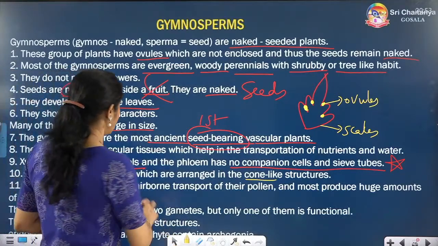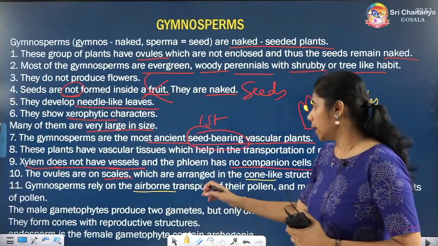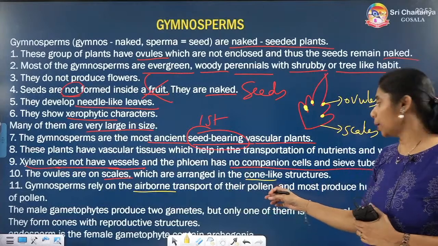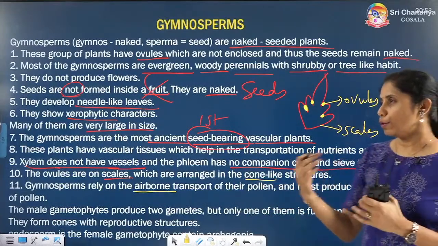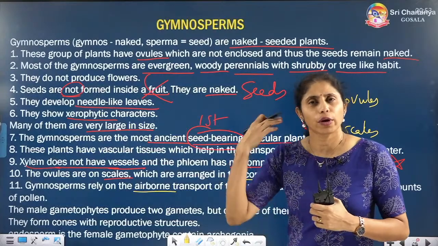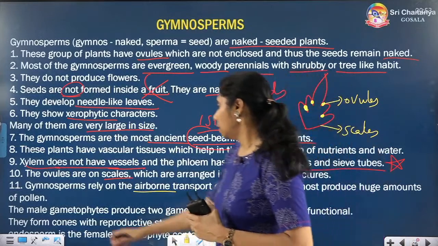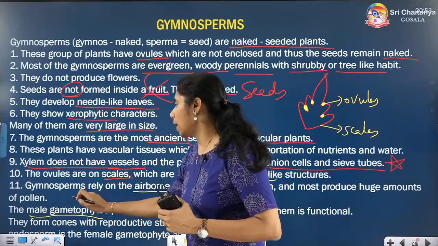Gymnosperms actually disperse their pollen grains by air. Wind current will be dispersing that pollen. And as most of the gymnosperms waste a lot of pollen, they will produce a large number of pollen grains. The male gametophyte is nothing but the pollen grain.